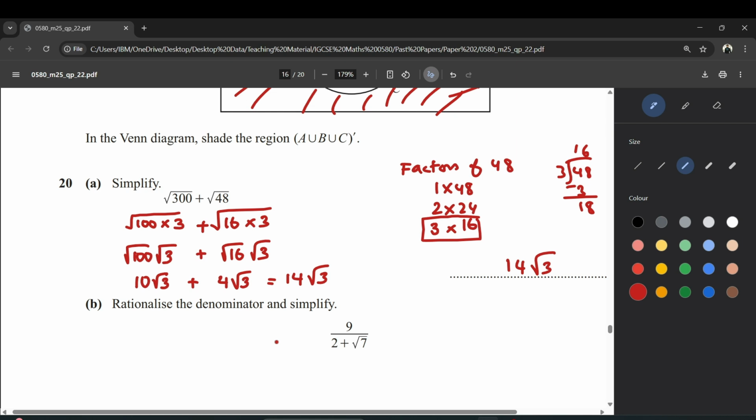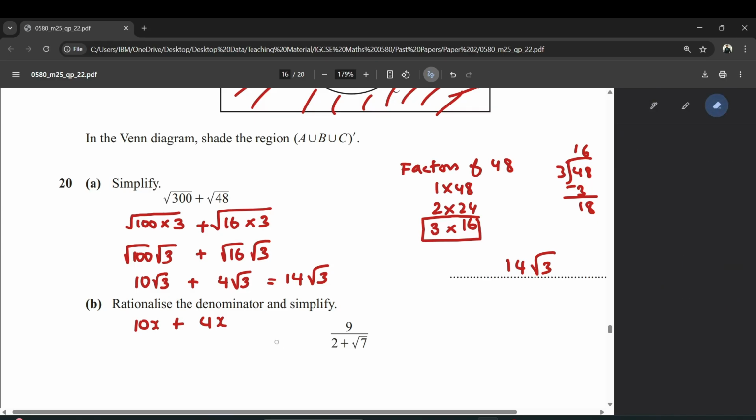So the addition of this is going to be just like 10x plus 4x, provided that the number that you have under the root is same in both of them. So you can directly add them up, just like how we add 10x and 4x.